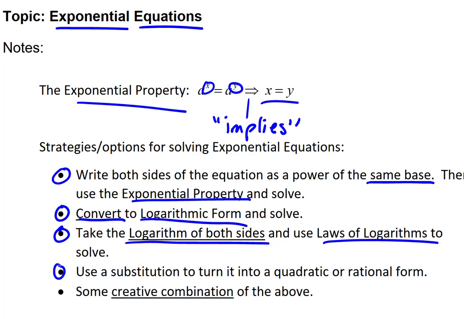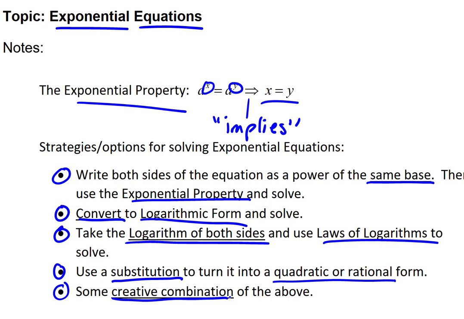Or, fourthly, we may need to use a substitution to turn it into a quadratic or rational form, which would take us back to those types of equations we've already solved. Or lastly, we may need some creative combination of these options above.